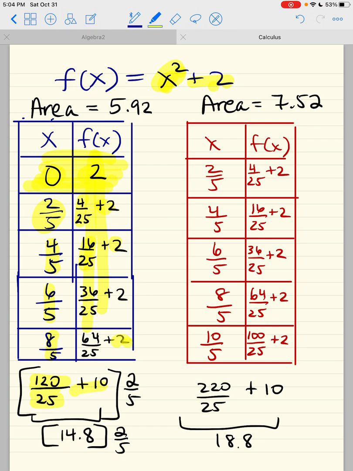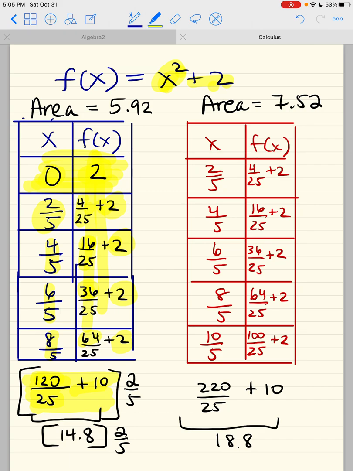120/25 plus 10. Why? Because 2, 4, 6, 8, 10. And I added: 4 and 16 is 20, 20 and 36 is 56, 56 and 64 is 120. So these are just your height.